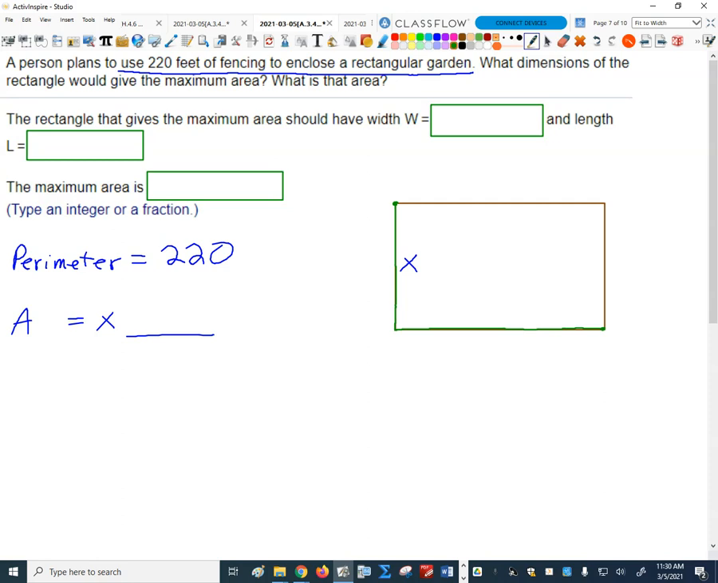So then if that whole green distance is 110, and the part of the green distance that represents the width of the rectangle is x, what would be left over for the length? What would the length be? If the whole green distance was 110 and x of it is the width, how much of it is left over for the length?